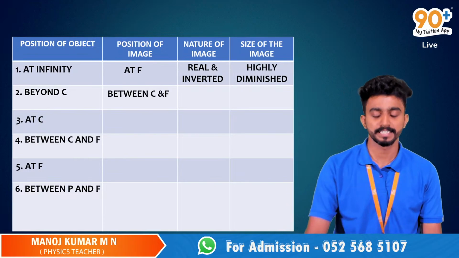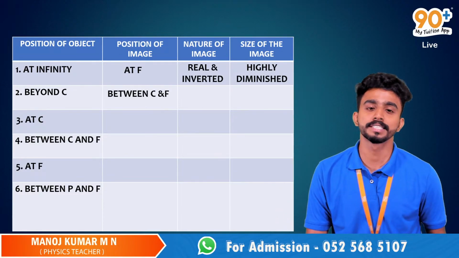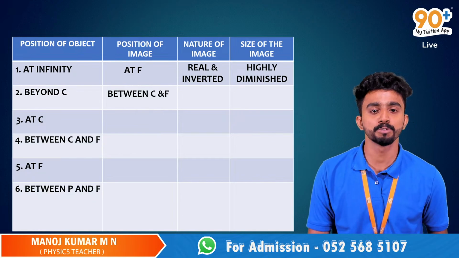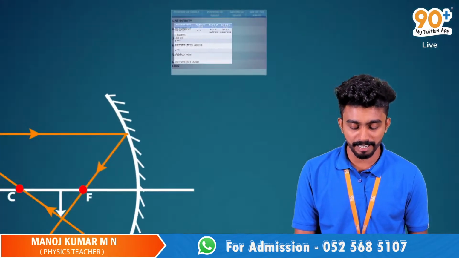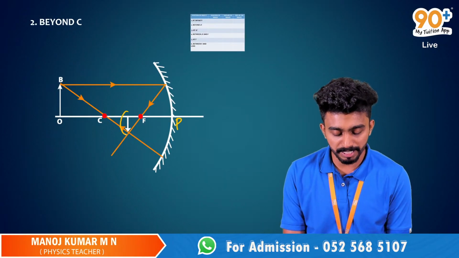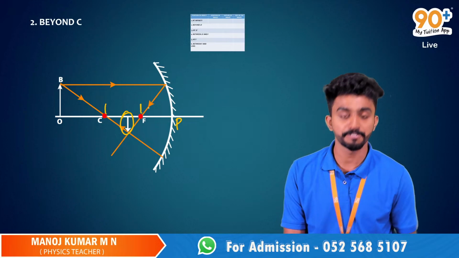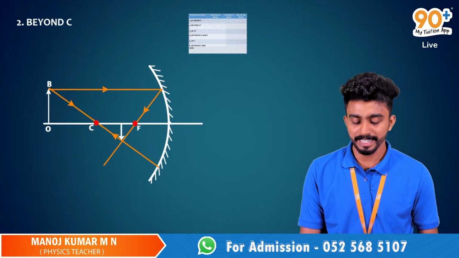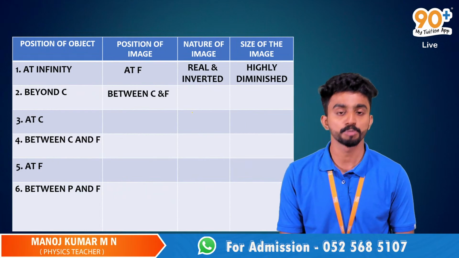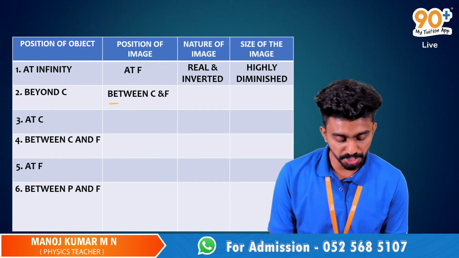So the next case. In the case of beyond C, what about the position of the image with respect to the ray diagram, guys? The image is formed between C and F, right? The image is formed between C and F. So with respect to the position of the image, it is between C and F.